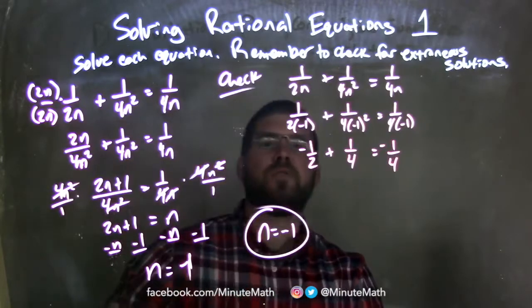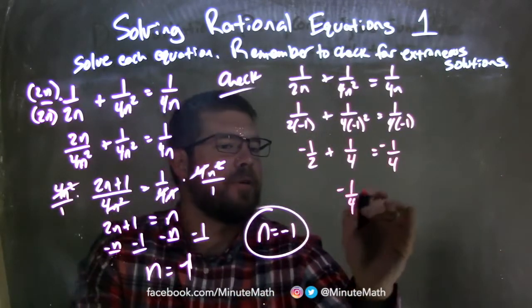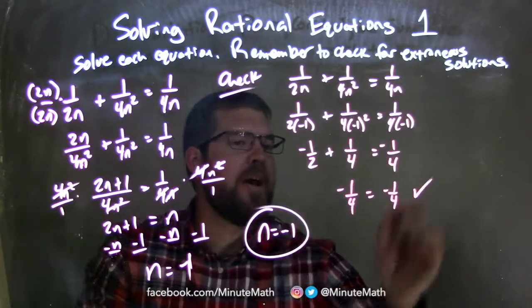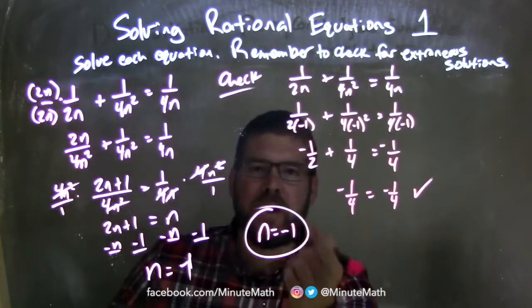Negative 1/4. So what's negative 1 half plus 1/4? Hopefully you do that in your head. That's a negative 1/4, and left and right-hand side are equal. Fantastic, confirming that we don't have an extraneous solution here, and n equals negative 1 is our final answer.